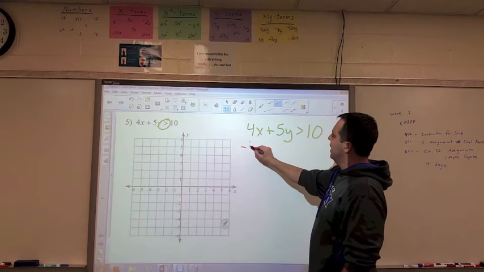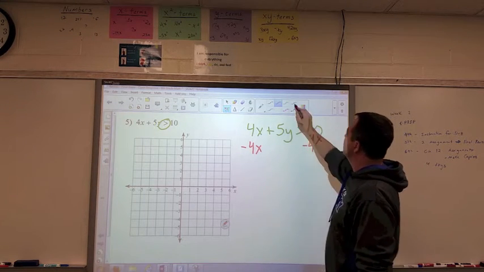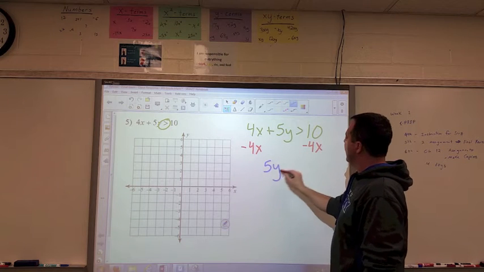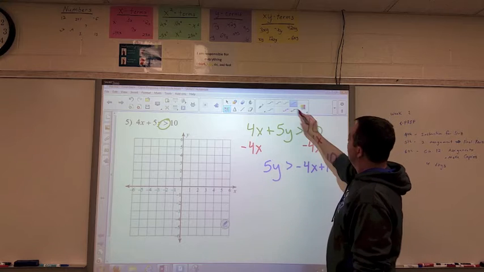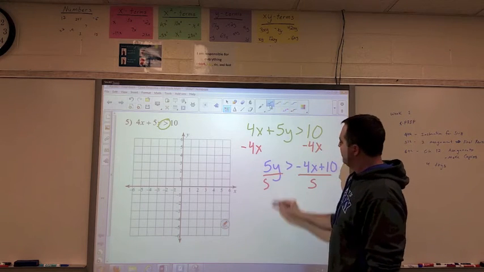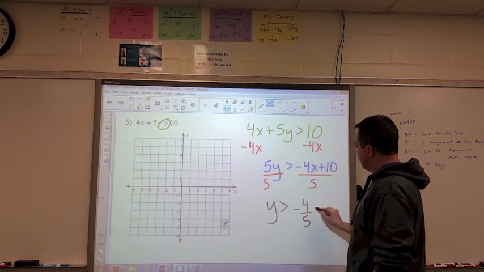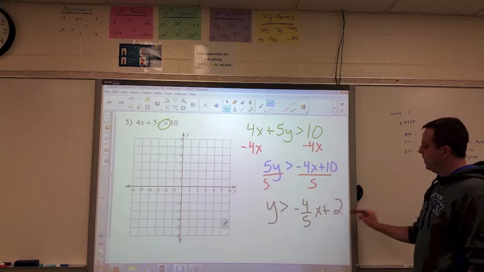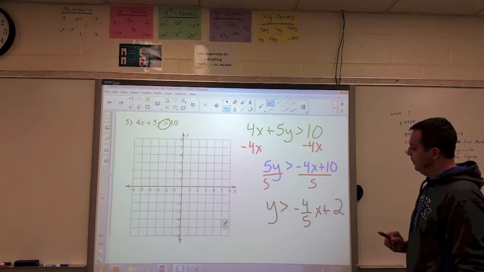We want to get the x term on the other side of the equation, so we'll subtract 4x. And we get 5y is greater than negative 4x plus 10. Next, we have to divide both sides by 5. When we do that, we get that y is greater than negative 4/5 x plus 2. This is the boundary for our inequality.